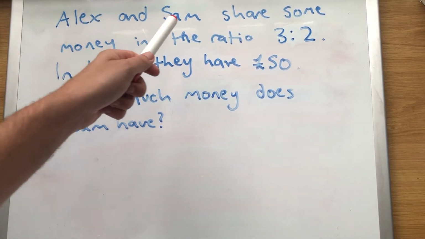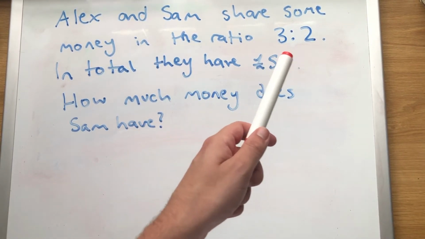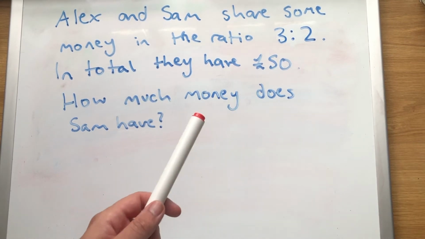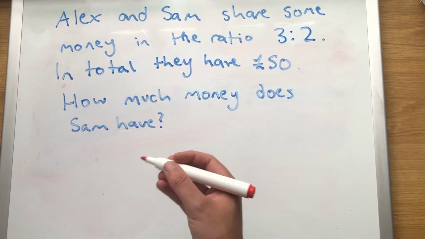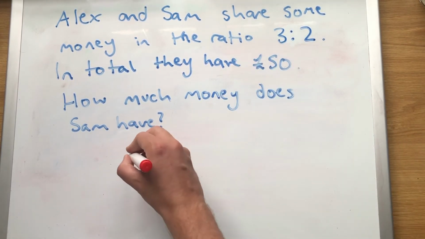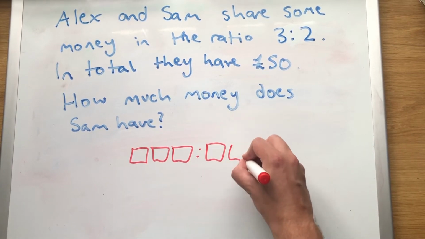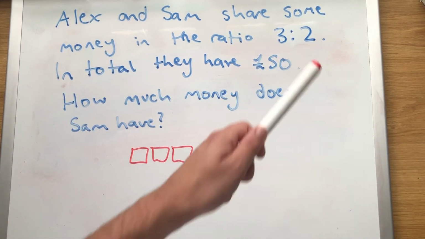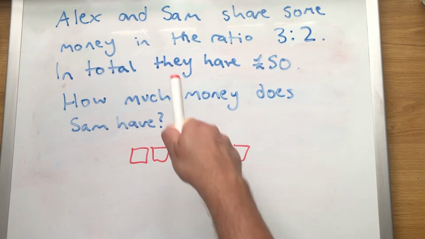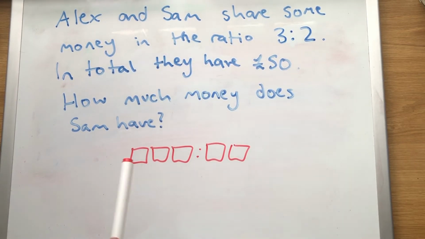Okay, Alex and Sam share some money in the ratio 3:2. In total, they have £50. How much money does Sam have? Well, it's a ratio question, so the first thing I'm going to do is draw out my ratio. My ratio is 3:2. I know how to draw it out. Alex is the first name, 3 is the first number, so this part here is Alex's. Sam is the second name, so this part here is Sam's. Alex has 3 boxes, Sam has 2 boxes.